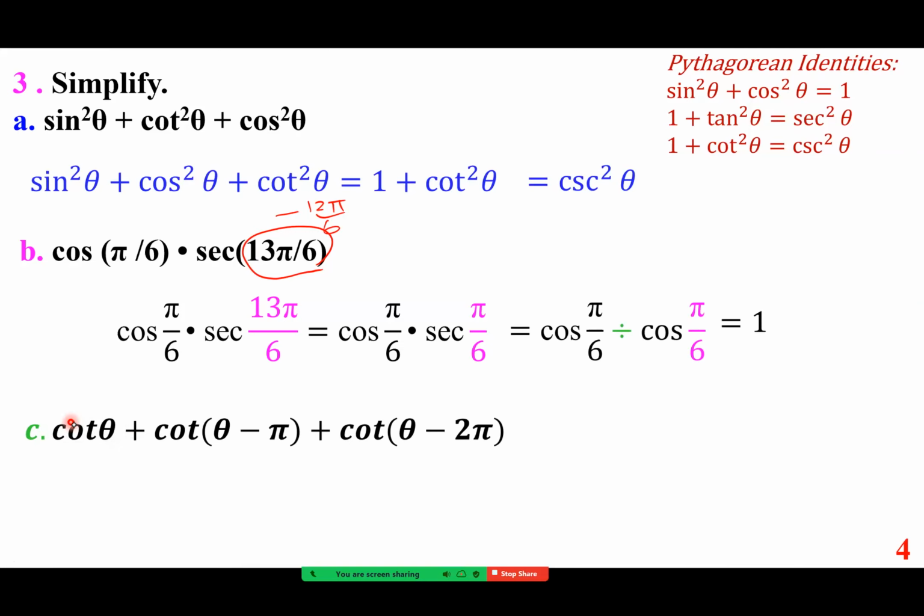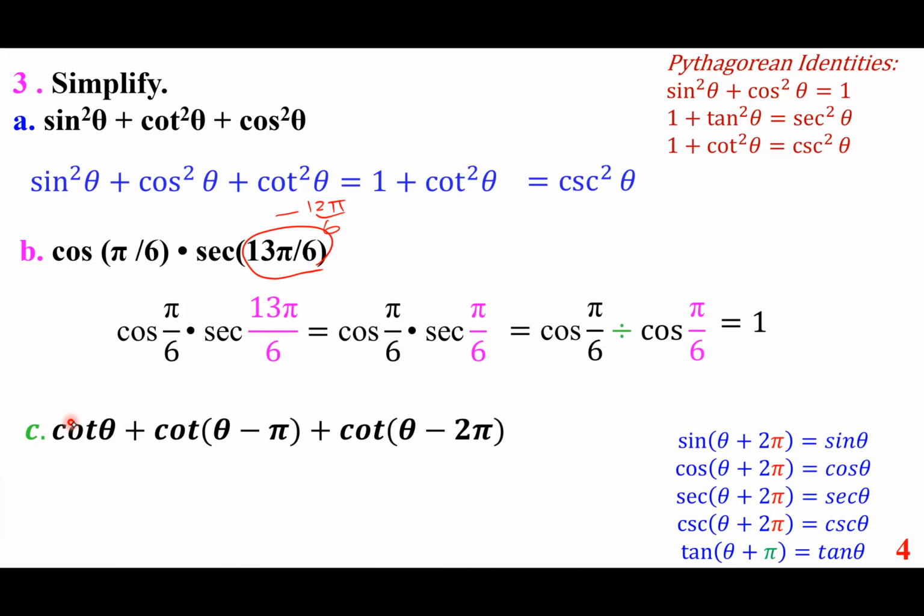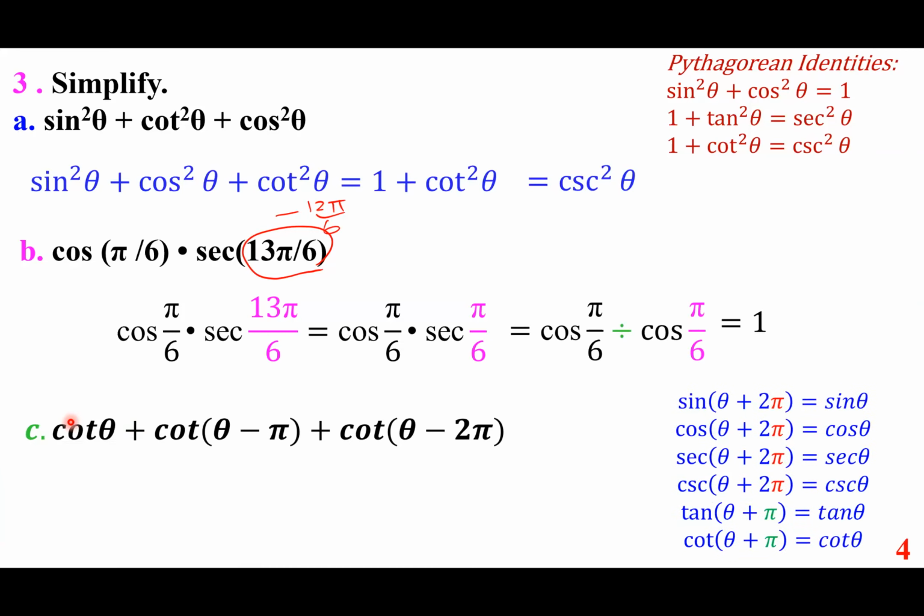So all the trigonometric functions are periodic with a period of 2 pi, except tangent and cotangent, whose period is pi. Therefore, this is cotangent theta, this is cotangent theta, this is cotangent theta. So I have 3 of those.